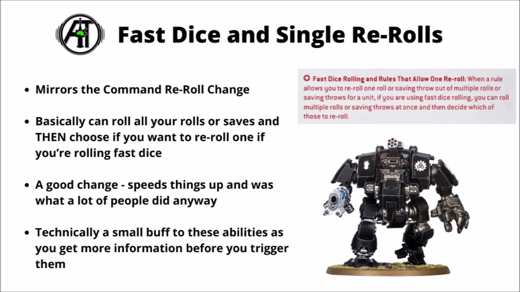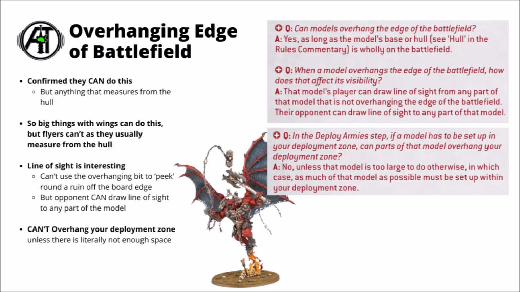I guess it's a small boost to any abilities that do just have a single reroll. Technically you now get a little bit more information before deciding whether to commit to any of the rolls out of that set. Perhaps pairing with the movement rule changes, there were a few things for overhanging models. The movement changes means that overhanging models got to squeeze through gaps in terrain, which I thought was a pretty reasonable rule in my opinion.